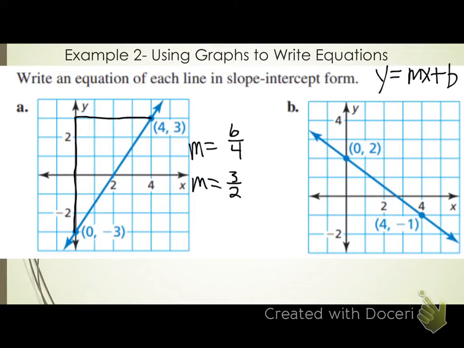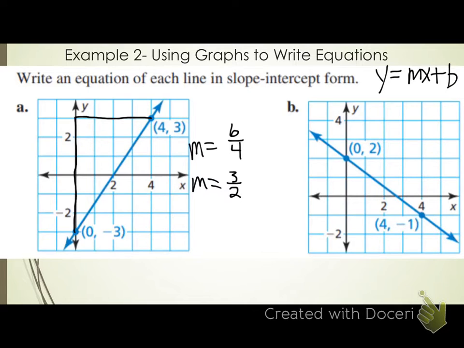3 over 2. So there's my slope, positive 3 over 2. We okay finding the slope? Okay. I need a y-intercept as well. In general, what is a y-intercept? It's when the line crosses the y-axis, where my graph crosses the y-axis, right? The y-intercept occurs when x equals 0.